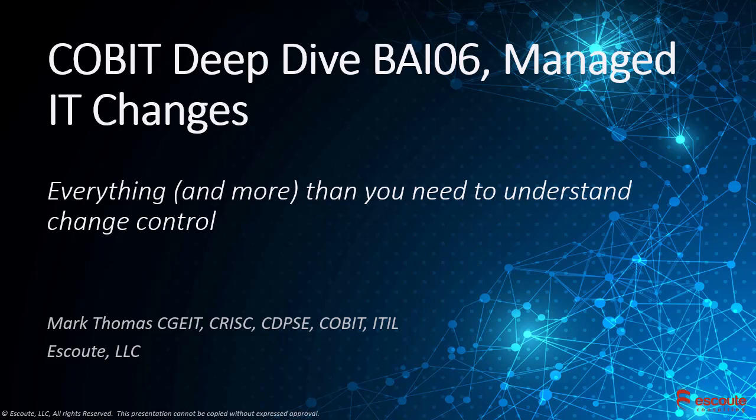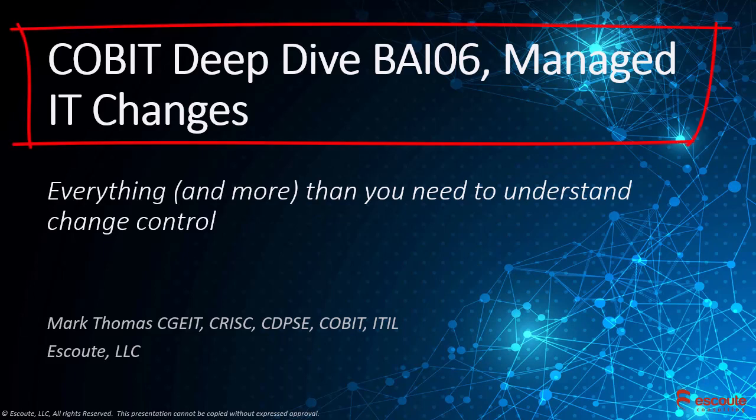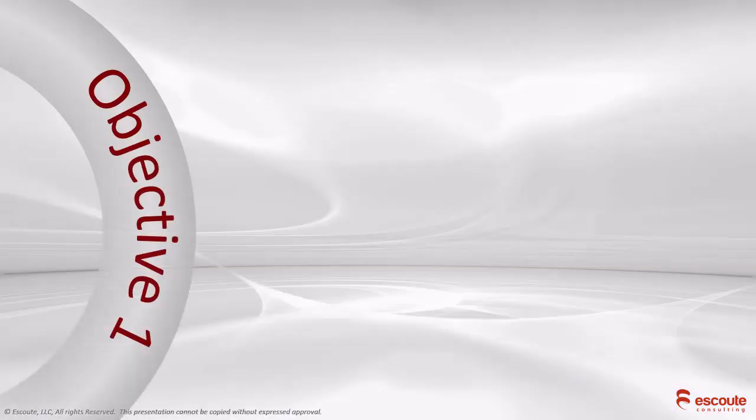This time we're going to do another deep dive into one of the management objectives, also known as a process, called BAI06. I'll tell you everything and more that you need to know to understand change control. We'll talk a little bit about some of our objectives.